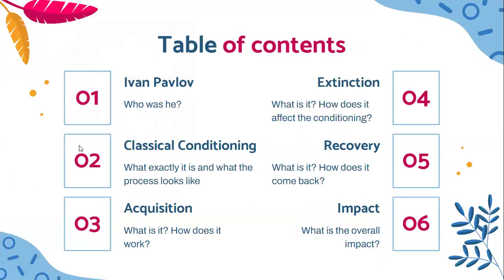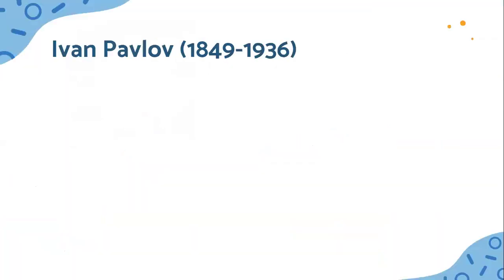So our table of contents are Ivan Pavlov, about who he was and how he discovered classical conditioning, along with what exactly it is and what the process would look like, along with the topics of acquisition, of how does it work, along with extinction and how it affects the conditioning over time, and also with recovery and how does it come back, finally ending off with what is the overall impact.